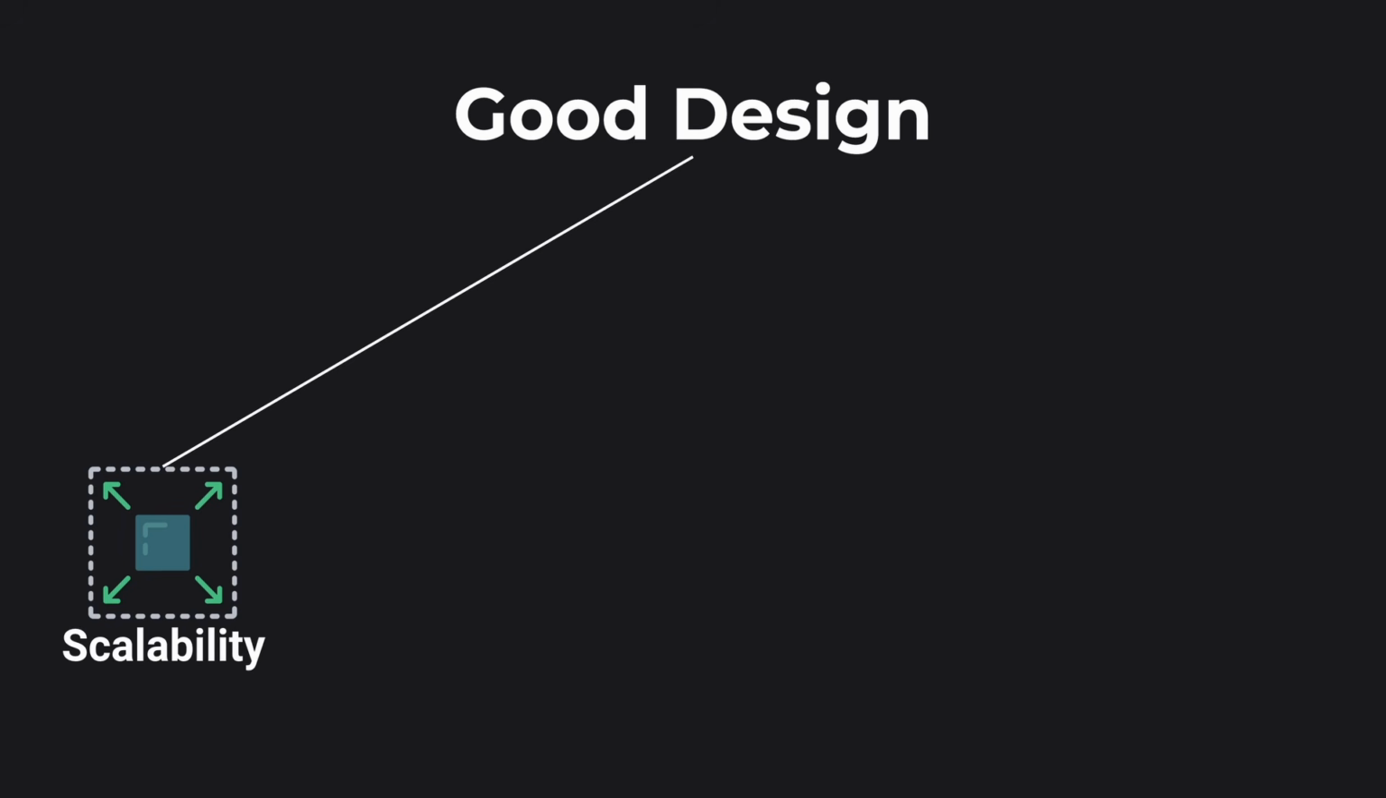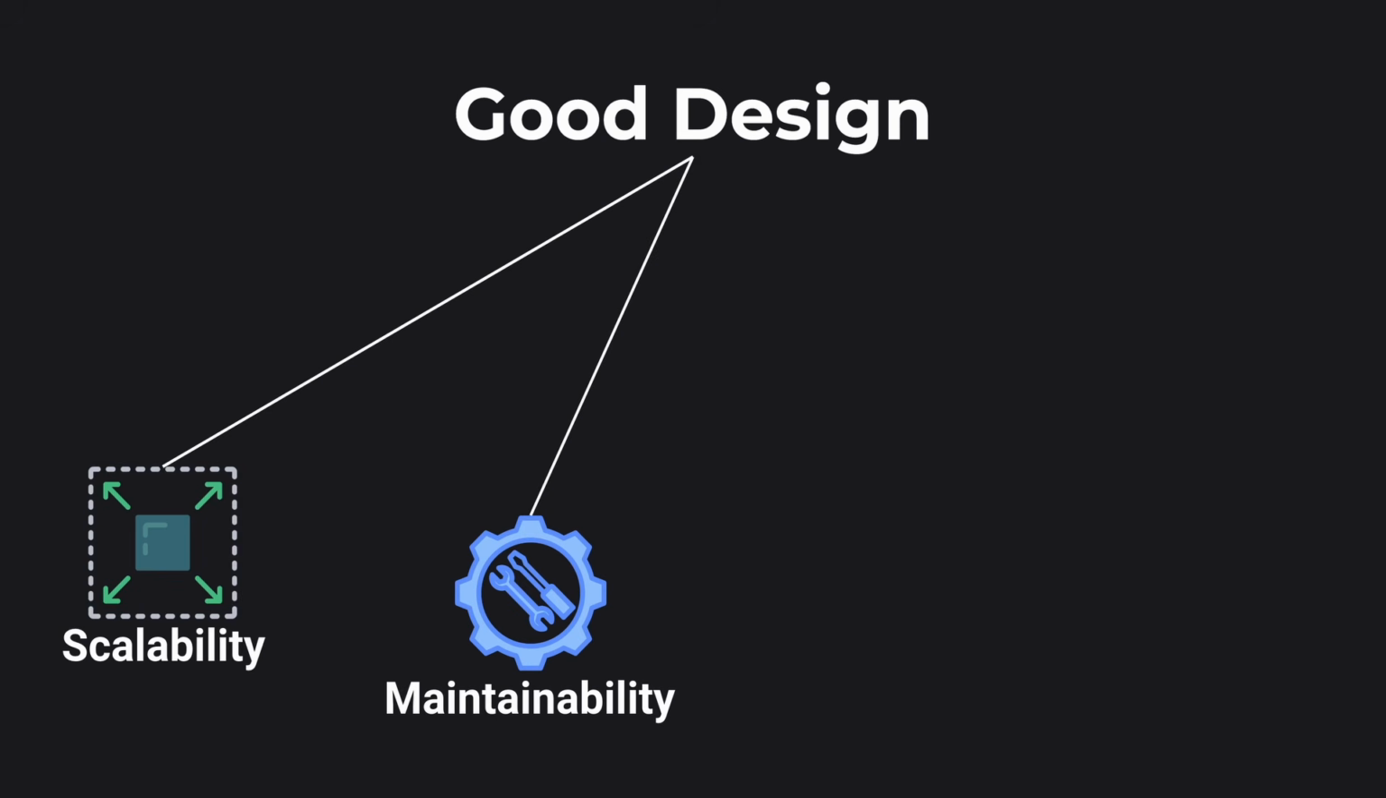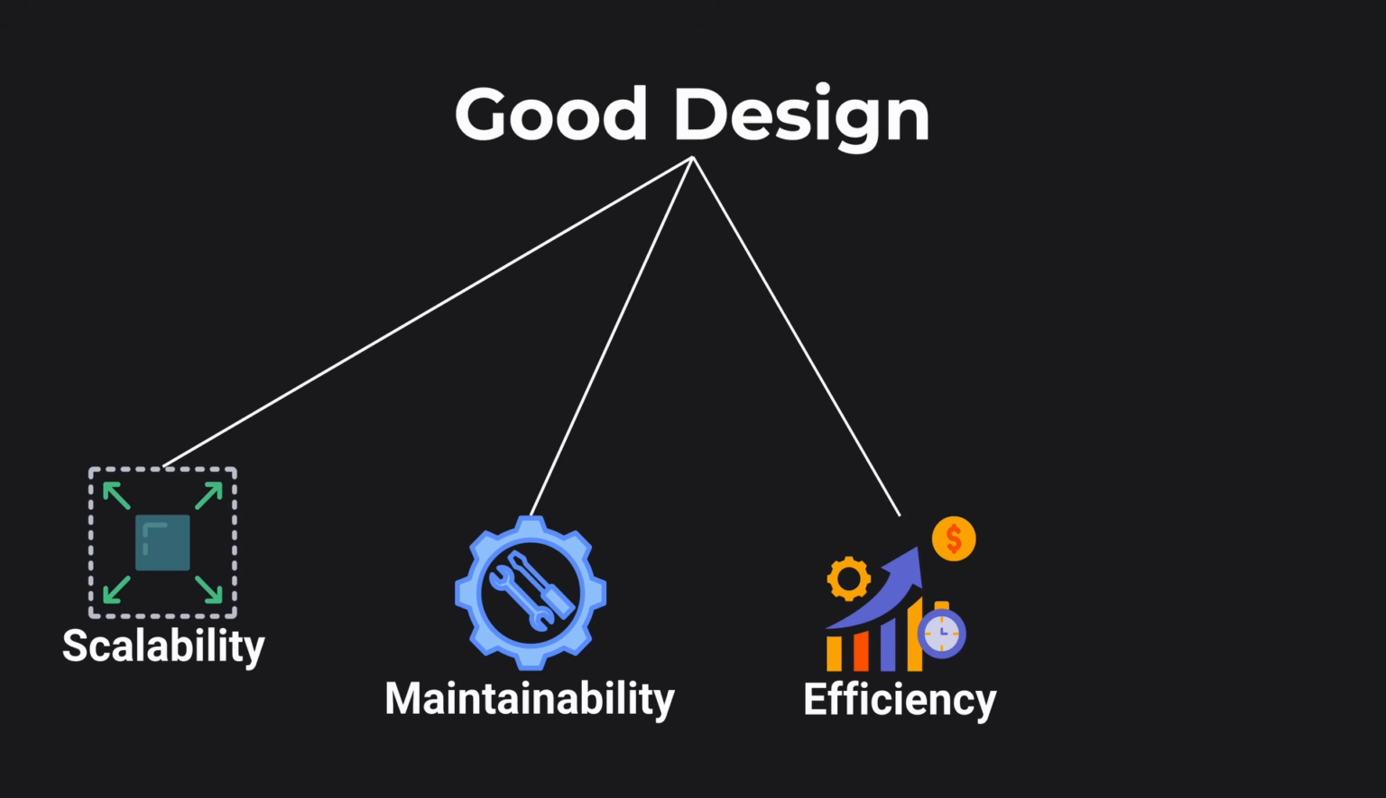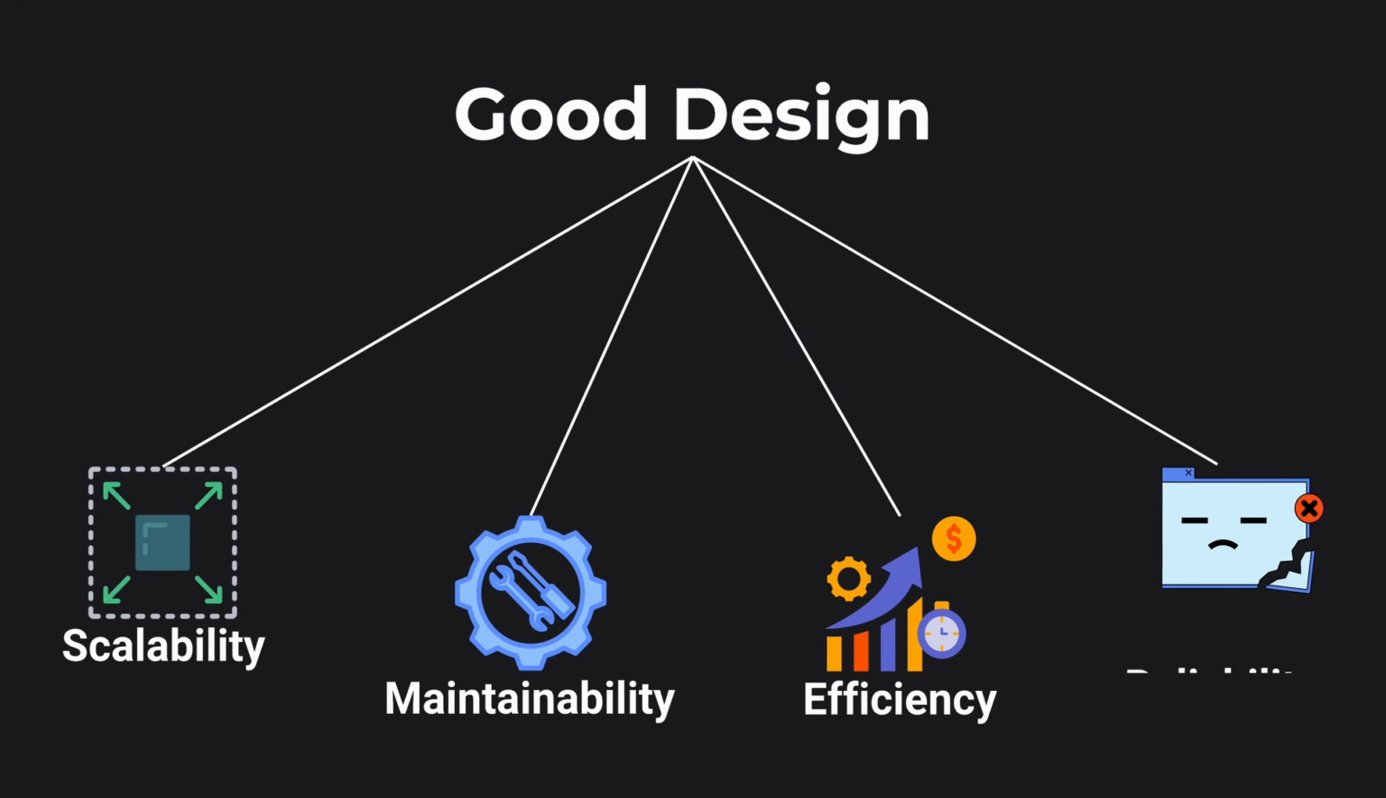Scalability, which is our system growing with its user base. Maintainability, which is ensuring future developers can understand and improve our system. And efficiency, which is making the best use of our resources. But good design also means planning for failure and building a system that not only performs well when everything is running smoothly, but also maintains its composure when things go wrong.